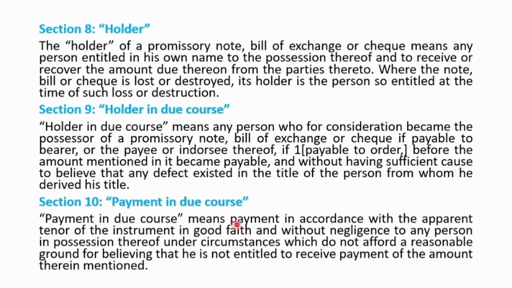Payment in due course means payment in accordance with the apparent tenor of the instrument. Okay, so what was given in the instrument, to them it was paid, and in good faith, the second one, in good faith and without negligence, third point, to any person in possession thereof under circumstances which do not afford a reasonable ground for believing that he is not entitled to receive payment of the amount therein mentioned. So there is no doubt whether he will be entitled or not. So he made the payment, then that payment is said to be the payment in due course.